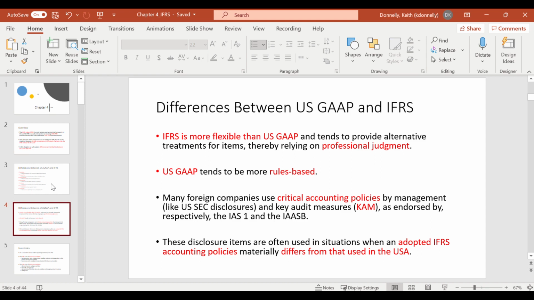Now, as I've indicated, IFRS tends to be more flexible than US GAAP. It's really based on professional judgment. And a lot of the standards may have rules or sentences or clauses that leave room to interpretation. And they will let the practitioner rely on their professional judgment to determine what that means.